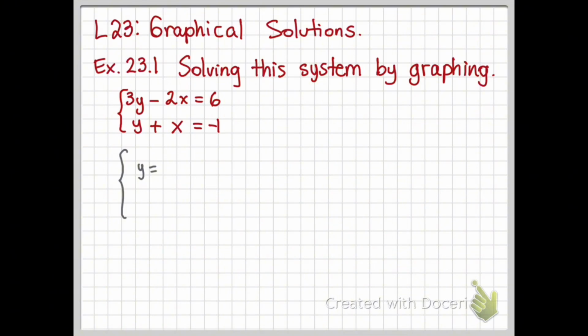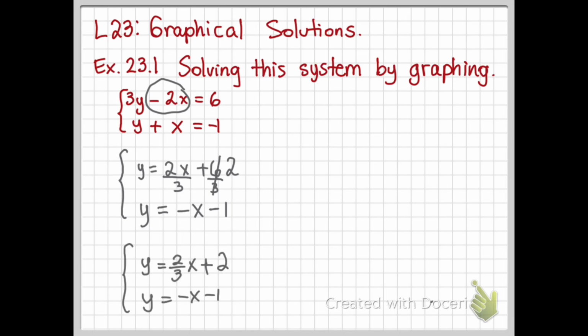So we're going to pass the 2x that is negative, we're going to pass it positive, to add, and then the 3 that is multiplying, we're going to pass it to divide. Now in this case, I can simplify 6 divided by 3, which is 2. And then the one on the bottom, we just have to pass the x that is adding to subtract. So the two equations that we're going to be graphing are y equals 2/3 of x plus 2 and y equals negative x minus 1.